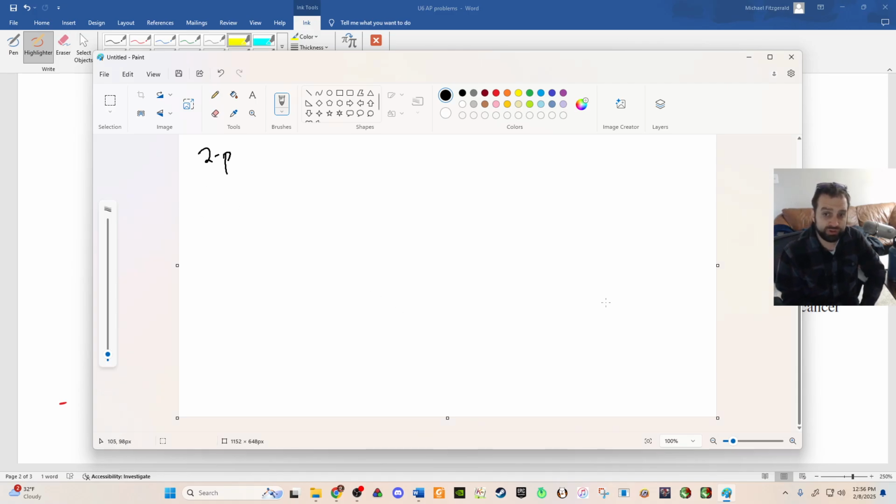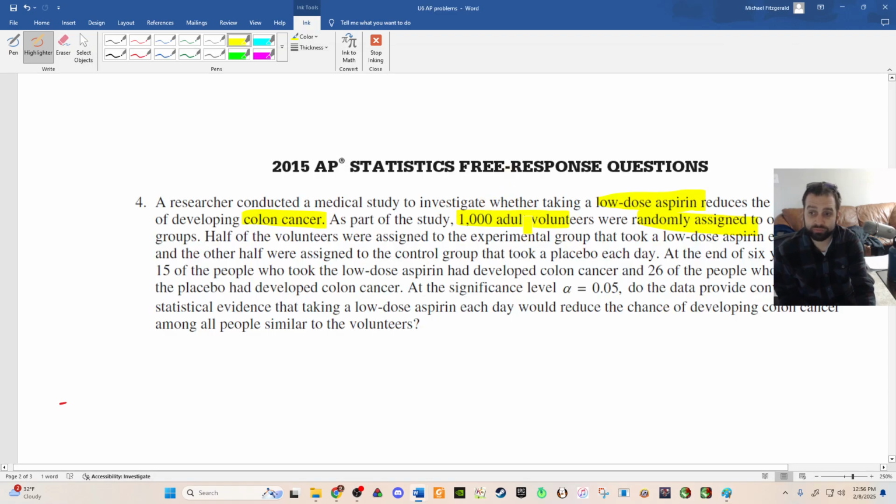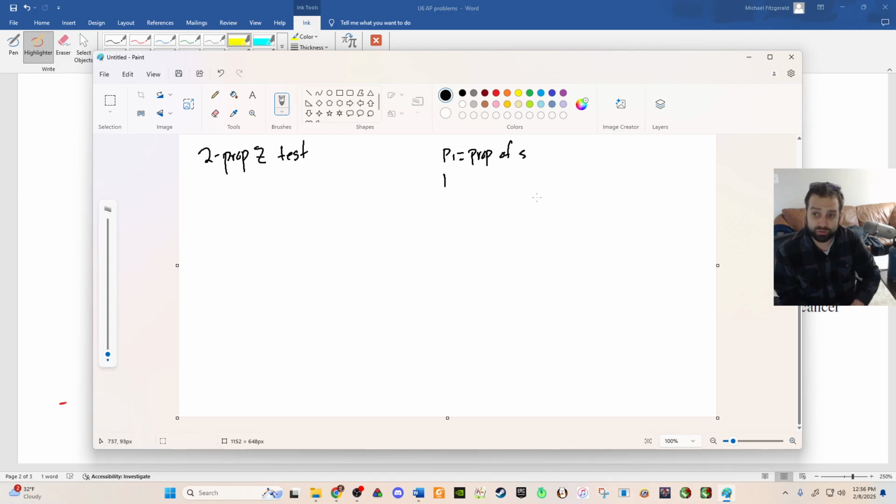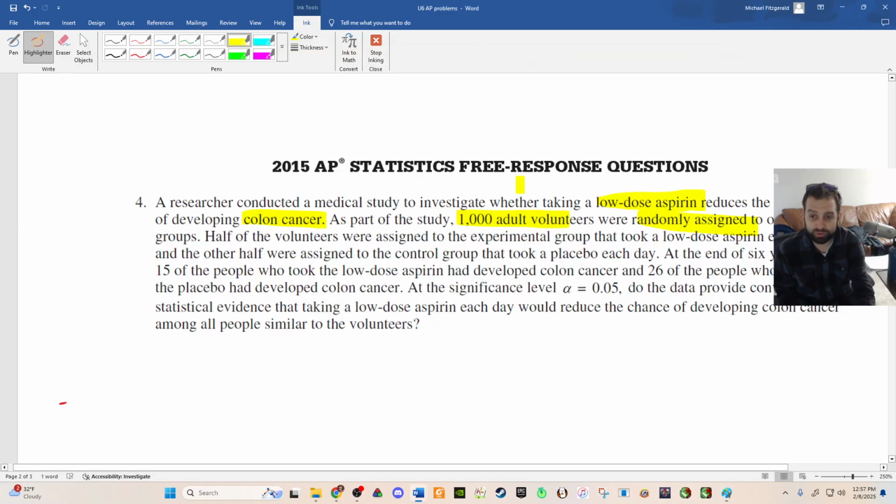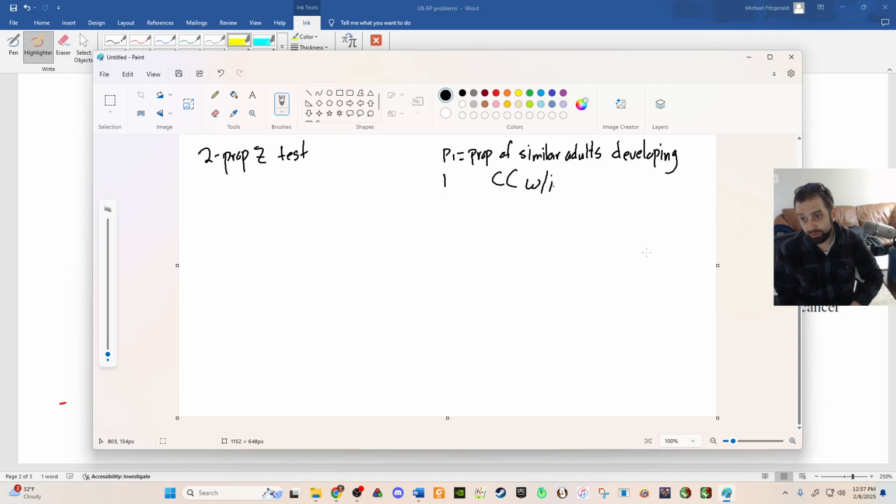This again is a two proportion z-test. Let's define our parameter. p1 is equal to the proportion of, let's just say, since we have adult volunteers, we're going to say proportion of similar adults developing, I'm just going to say colon cancer within 6 years after taking aspirin.